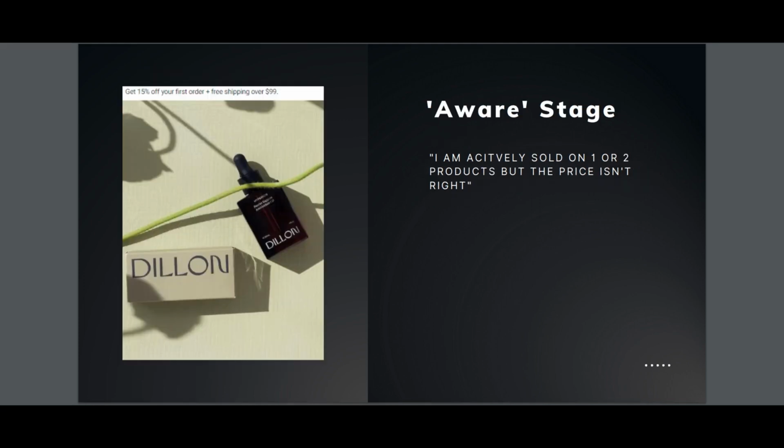And the final stage is the aware stage. Now this is where the consumer is actively sold on 1 or 2 products, but the price just isn't right. So this is your typical buy now, X% off, free shipping, XYZ, like here on the left. Very, very simple ad, very, very effective. And that just basically shows it needs the least power. People already know who you are, they know what they want. It's just the price. So it's the easiest low-hanging fruit to get.